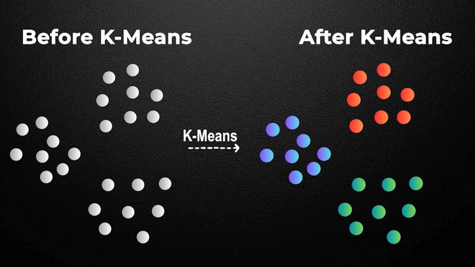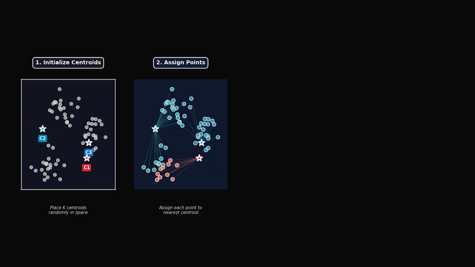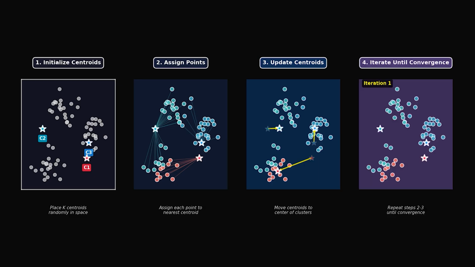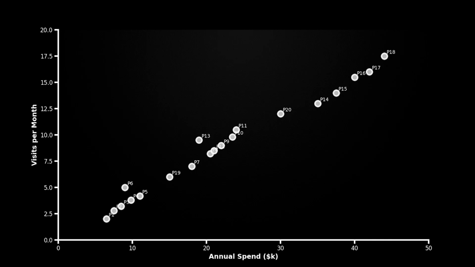If you give me K, the number of groups, I'll place K centroids, assign each point to its nearest centroid, move centroids to the average of their assigned points, and repeat until nothing changes. That's the gist of how K-means functions. We'll use a customer segmentation toy dataset so that it's visual and relatable.